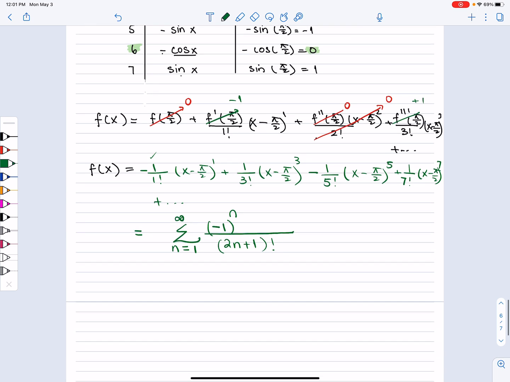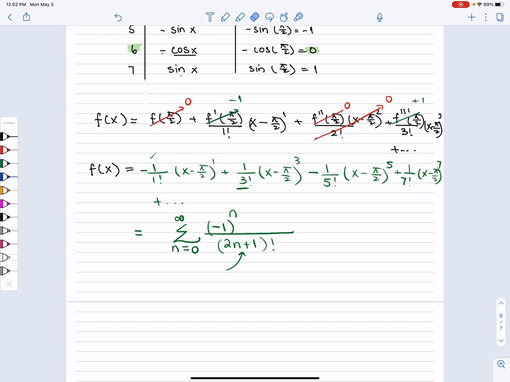Now, if n is equal to 1 and you plug it in, then you have your first term to be 3 factorial, but that is the second term in the series. So rather than starting our sigma at 1, we're going to start it at 0 and see where that takes us.